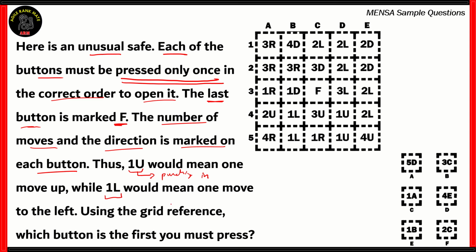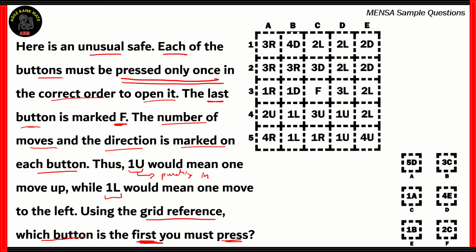Now, we need to find out which button is the first that should be pressed. And we're going to use the grid reference, so if you see letters like C, A, and E in the options, you should know that they're basically looking at the reference. So 5D is basically the last row and the fourth element of the last row, which is 1U. So that's what 5D represents.